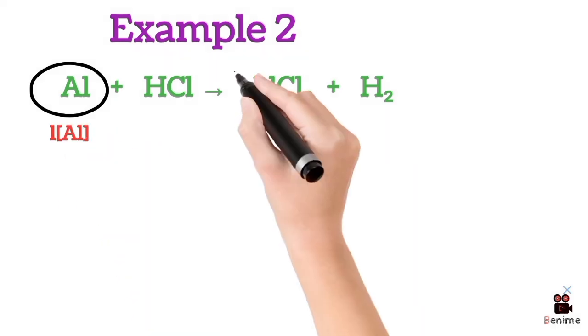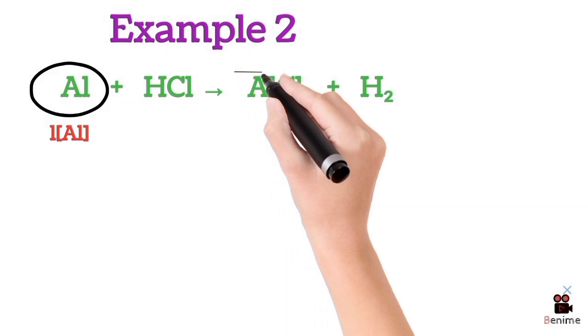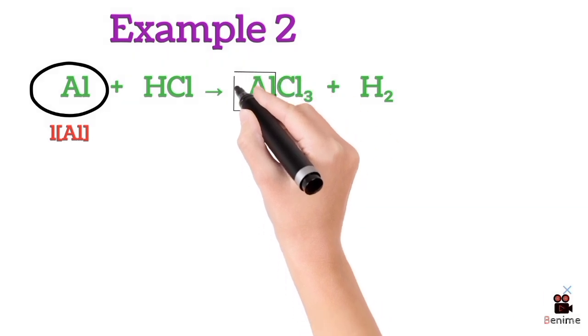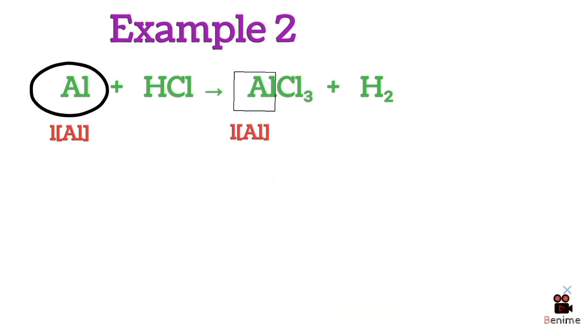There is only 1 aluminium atom on the left side. Now again, count all aluminium atoms present on the right side of the arrow. There is also 1 aluminium atom on the right side of the arrow. So aluminium is looking balanced, but not final till we balance the whole equation.